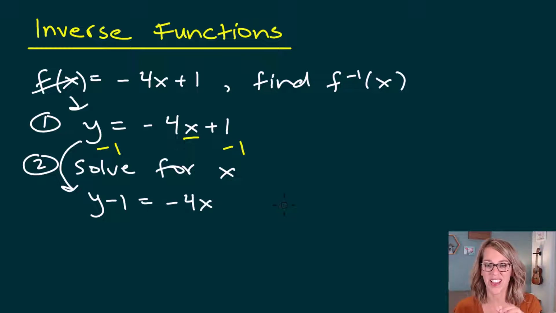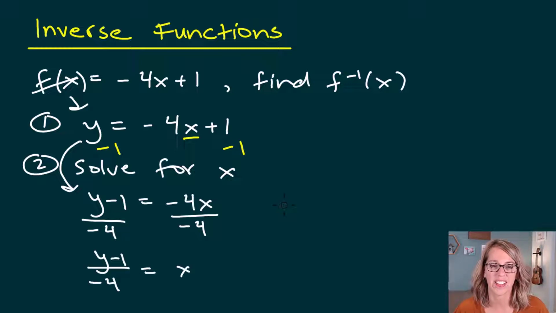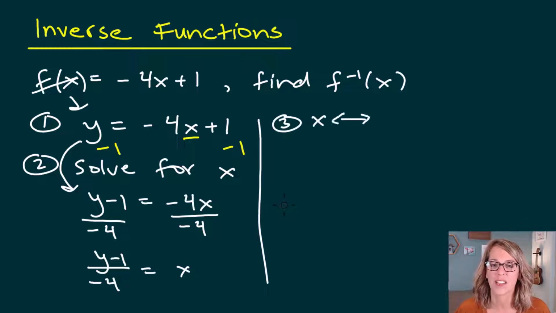I'm almost there. My x is just multiplied by a negative 4. So let's go ahead and divide everything by negative 4. And I get y minus 1 divided by negative 4 is equal to x. Okay, we're almost there. Step number 3, we need to do an x, y swap.